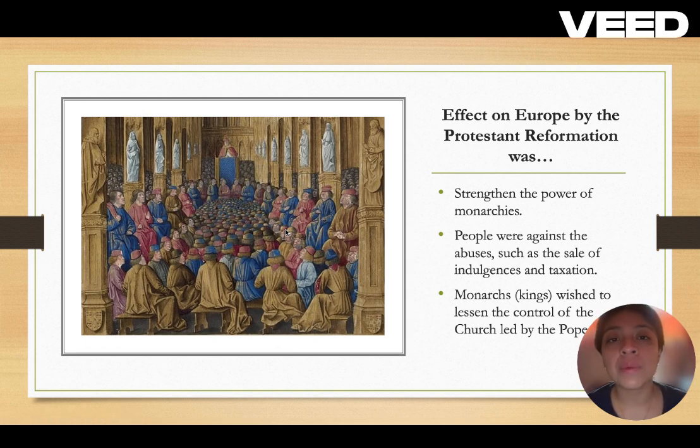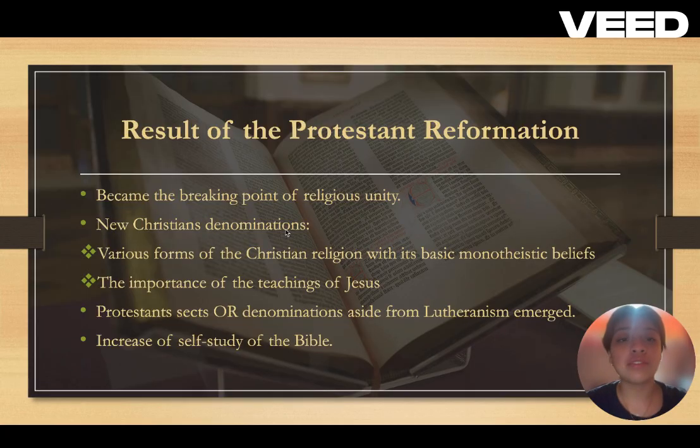So now that the people became aware of these practices and the way the Roman Catholic Church had been doing these unfaithful acts behind the people's backs, they requested the monarchs to seek help and to lessen the control of the church on people. So, as a result, it became the breaking point of religious unity.